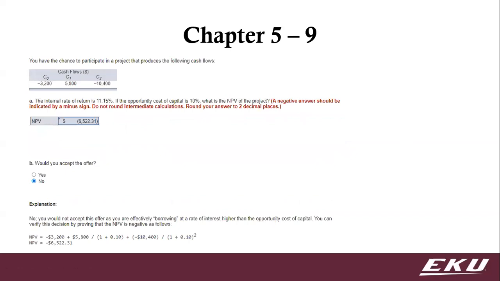Here, problem 9, again, you see these cash flows. It's a negative cash flow, then it's a positive cash flow, and then it's a negative cash flow, right? So they tell us that the internal rate of return is 11.15%. The opportunity cost of capital is 10%. They ask us, okay, what is the net present value of the project? Well, the opportunity cost of capital is 10%. That's what we use as our discount rate.